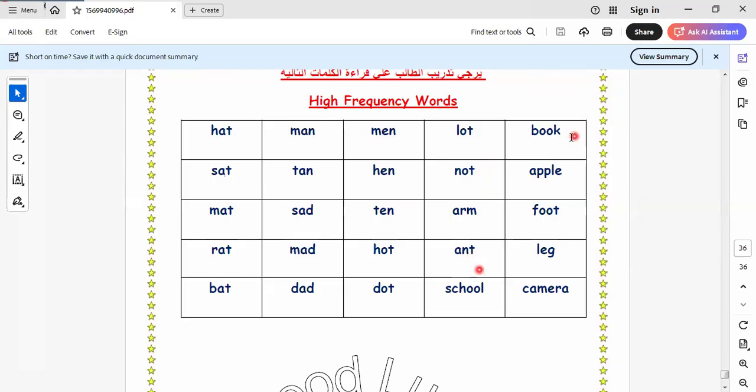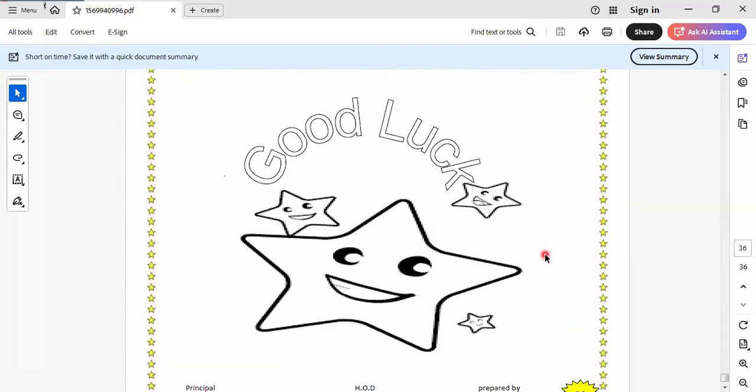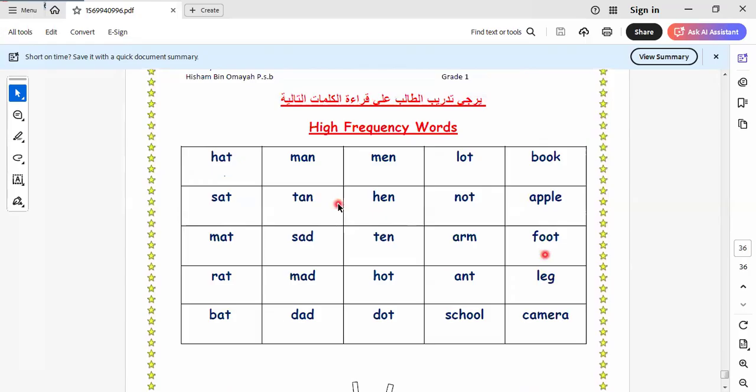And school, book, apple, food, leg, camera. I would like you to keep this vocab. It's important because in the exam, a letter can be missing and you will need to put the missing letter. So we must keep this vocab by heart.